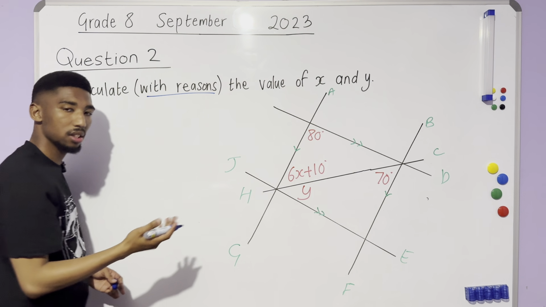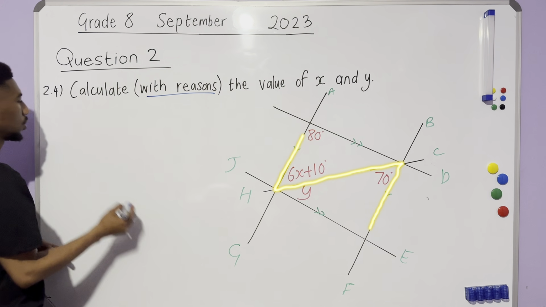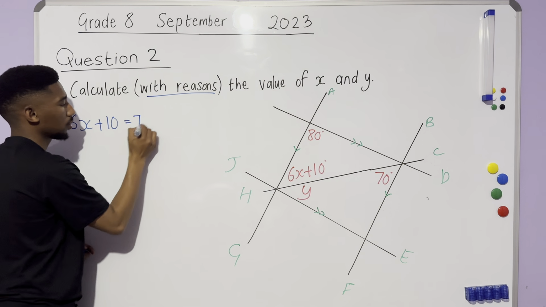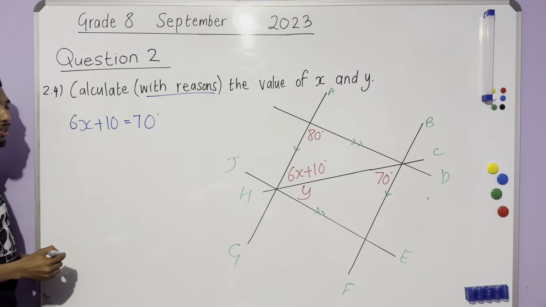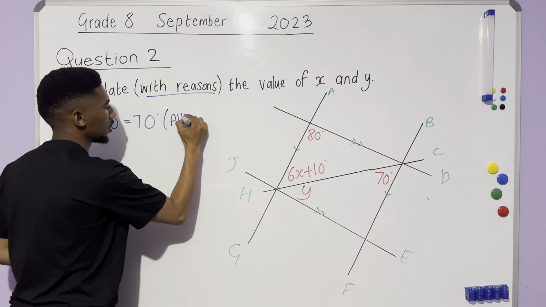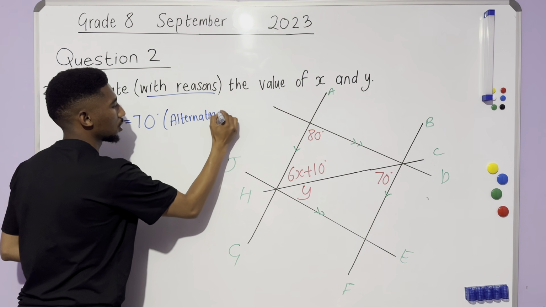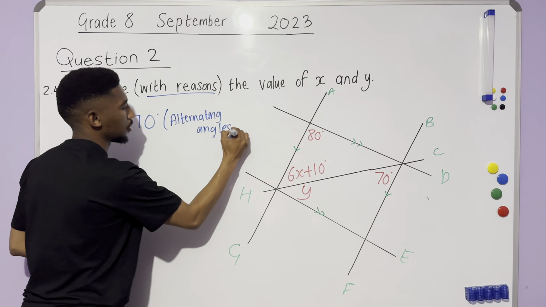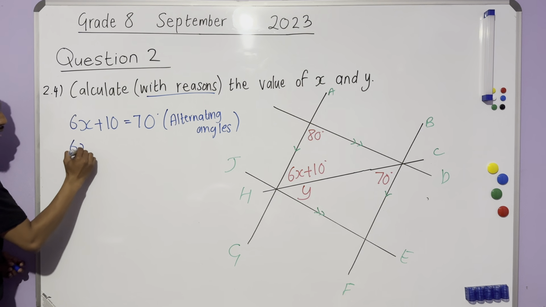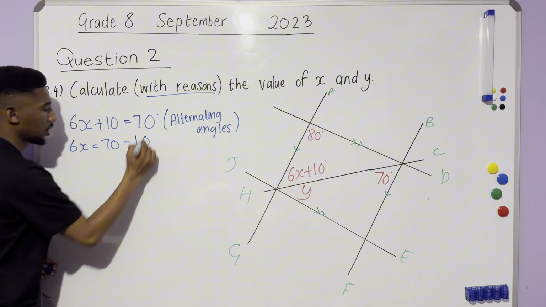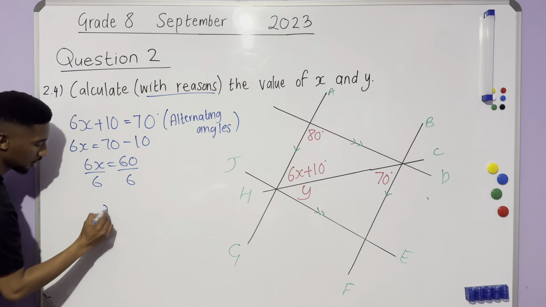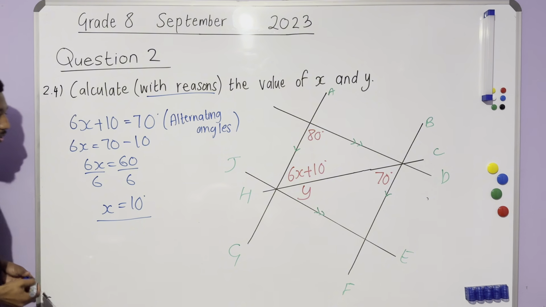So you can choose something else, and you have alternating angles. So you're going to say 6x plus 10 degrees equals 70. This is an equation. You need a reason always. The reason is alternating angles. Then you solve this equation doing the inverse. 6x equals 70 minus 10, 6x equals 60, and then you divide by 6, x is equal to 10 degrees.